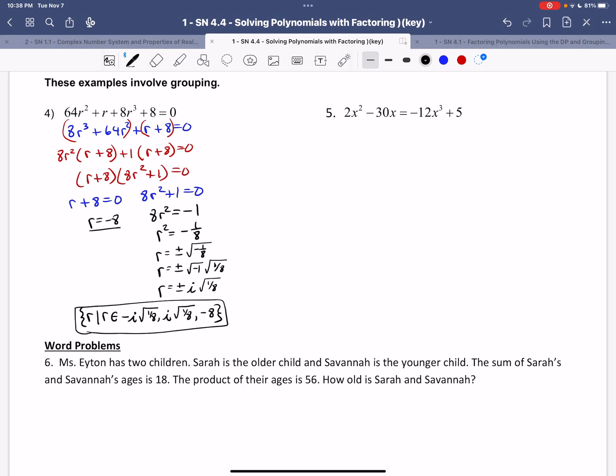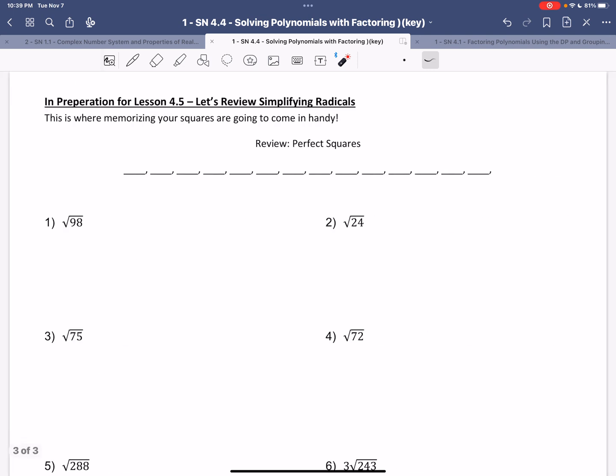All right, so that's it for the notes for today. We will do number 5 and the 2 word problems tomorrow, and then we will come over here and practice some perfect squares, or simplifying radicals. So we'll do that tomorrow.